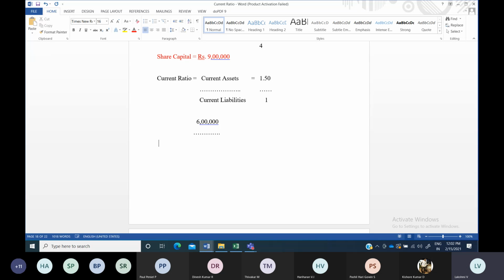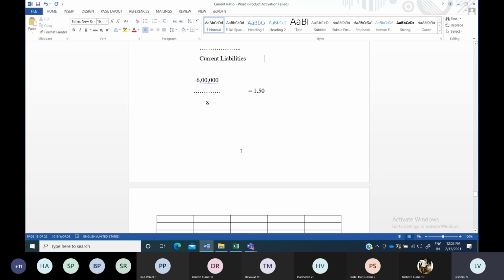I don't know the current liabilities amount, how much it is. So I can keep it as X. If you don't know a particular thing, you can use that name, you can use current liabilities, or you can even use X. It depends upon you. Okay? Whether you put divided by 1 or leave it out, it's okay. You can keep it any way. So current assets is 6 lakh. Current liability I don't know, so I have kept it as X. And the current ratio is 1.50, as they have given.